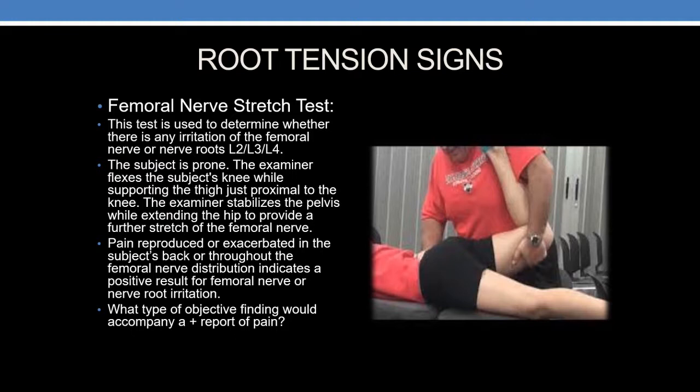So to perform the femoral nerve stretch test, the subject is prone. The examiner flexes the subject's knee while supporting the thigh just proximal to the knee. Okay, so your subject is prone. You grab the thigh just above the knee and you flex the knee. So the knee is at approximately 90 degrees of knee flexion.